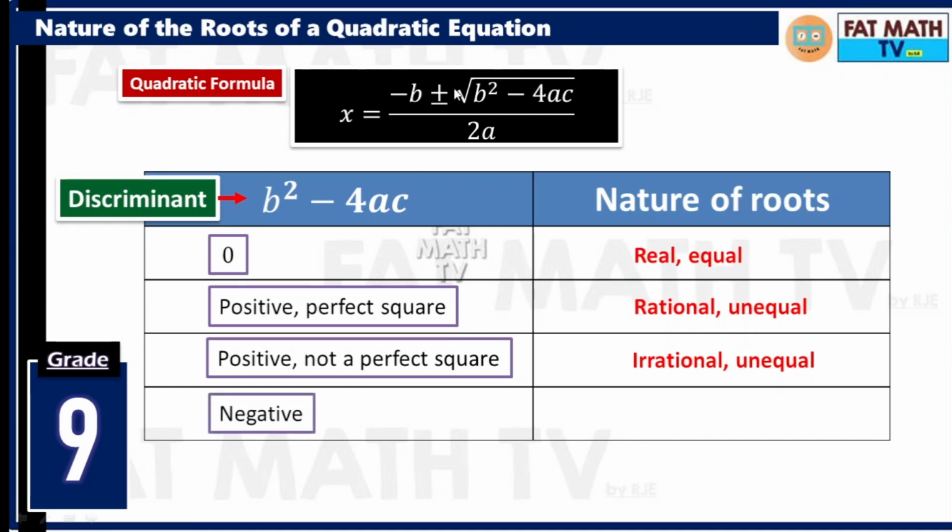And then if under the square root symbol is a negative number, of course you will have no real roots, because the roots will be imaginary numbers. So you have to remember this.